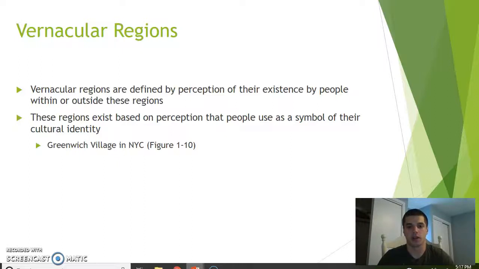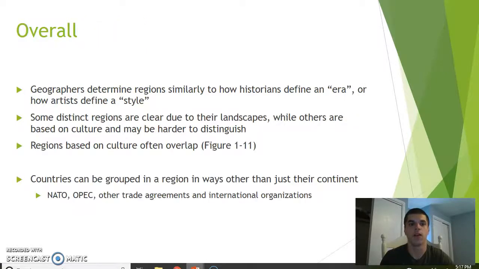Vernacular regions are defined by the perception of their existence by people within or outside these regions. These regions exist based on perception that people use as a symbol of their cultural identity. So the example in figure 1-10 of the text is Greenwich Village in New York City. And while it's not a specific region, it's widely accepted as Greenwich Village, because that's how people can identify it and know what's going on.